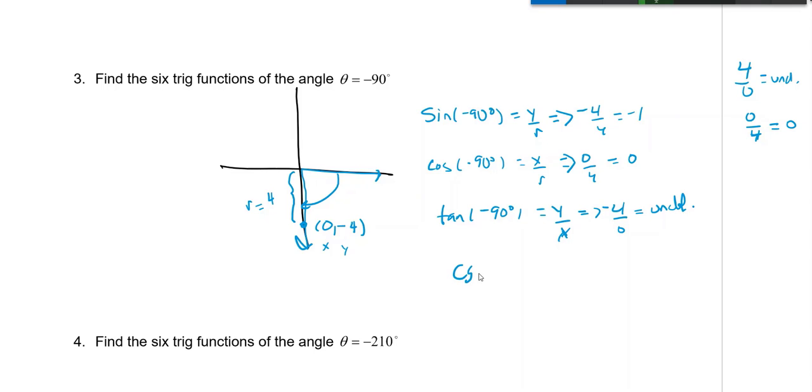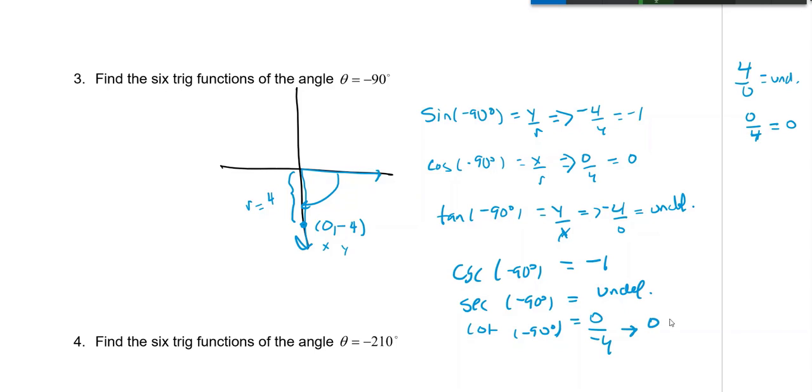The cosecant, the secant, and the cotangent of -90 degrees are just the reciprocals of those 3 values. So the reciprocal of -1 is 1 over -1, which is just -1. 1 over 0 is undefined. And this thing actually started out as -4 over 0. So when I flip it, I get 0 over -4, which is 0.